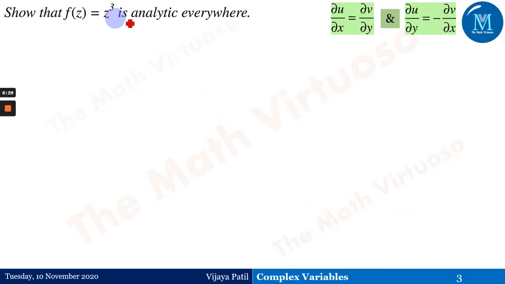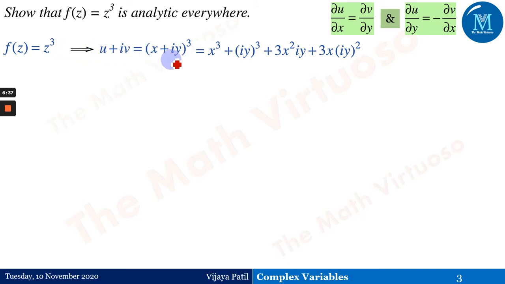Let us move ahead with z cube is analytic everywhere. We have to prove that. Again the same thing, f of z is z cube, but I have to express that z cube in terms of x and y. x plus iy the whole cube: either you can go for the binomial expansion or just the formula of (a plus b) cube. So a cube plus b cube plus 3 a square b plus 3 a b square. If I simplify further, it will give me x cube minus 3xy square plus i times (3x square y minus y cube).